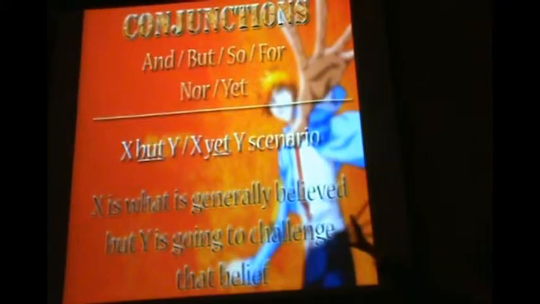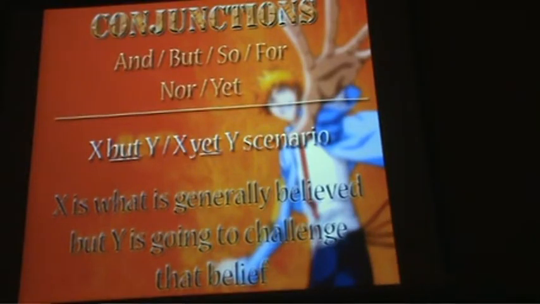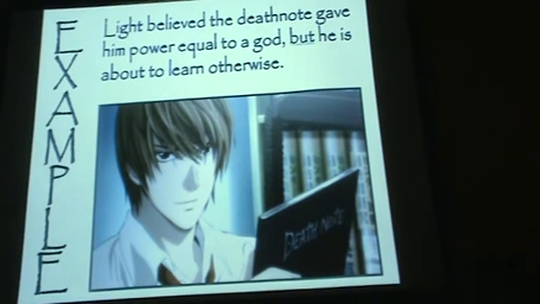So starting out with conjunctions. And, but, so, for, yet, and nor. Those are some conjunctions, and they come out pretty useful. Basically, we're going to cover the X but Y scenario and the X yet Y scenario. In this, X is what is generally believed, but Y is going to challenge that belief. So let's take a look at some examples here.